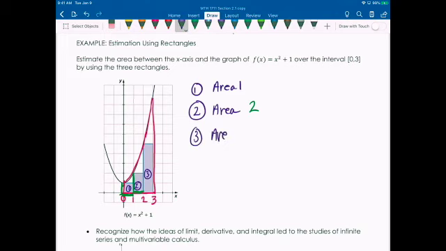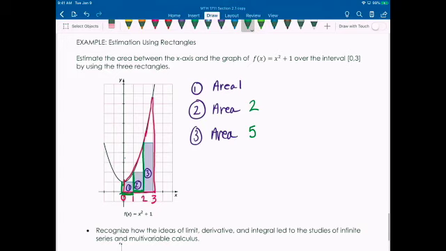Then the area of the third rectangle is going to be, here's the length. The area is going to be 5 times 1 because the length is 5 and the width is 1. So that will give me 5 times 1, which is 5. Notice the length of the rectangle corresponds to the y value of the function. And that will lead us into when we start talking about this in more detail later in the semester.